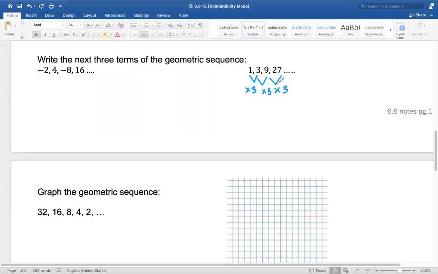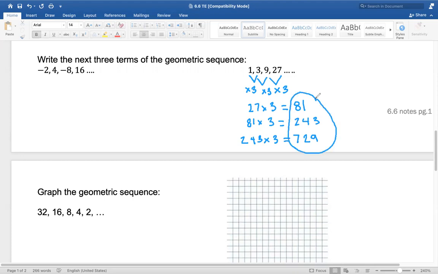Now if we just keep following the pattern, 27 times 3 is 81. 81 times 3 is 243. And then times 3 again, you get 729. So these are your next three numbers in the sequence.